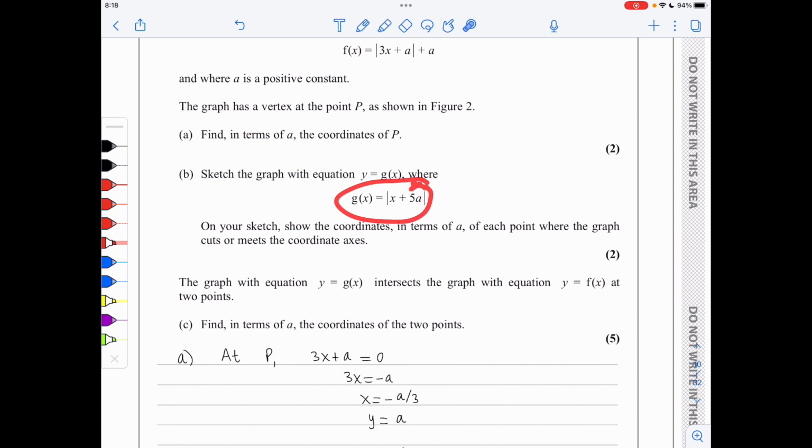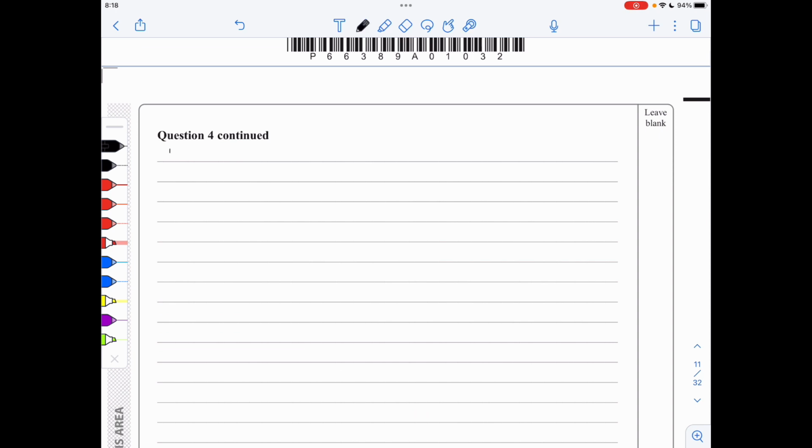I will start again by splitting this. So we've got that g of x is the modulus of x plus 5a. So we know that it's going to be simply x plus 5a if x plus 5a is greater than or equal to 0, and it's going to be minus brackets x plus 5a if x plus 5a is less than 0. This gives us x plus 5a for x greater than or equal to minus 5a, and minus x minus 5a for x less than minus 5a.